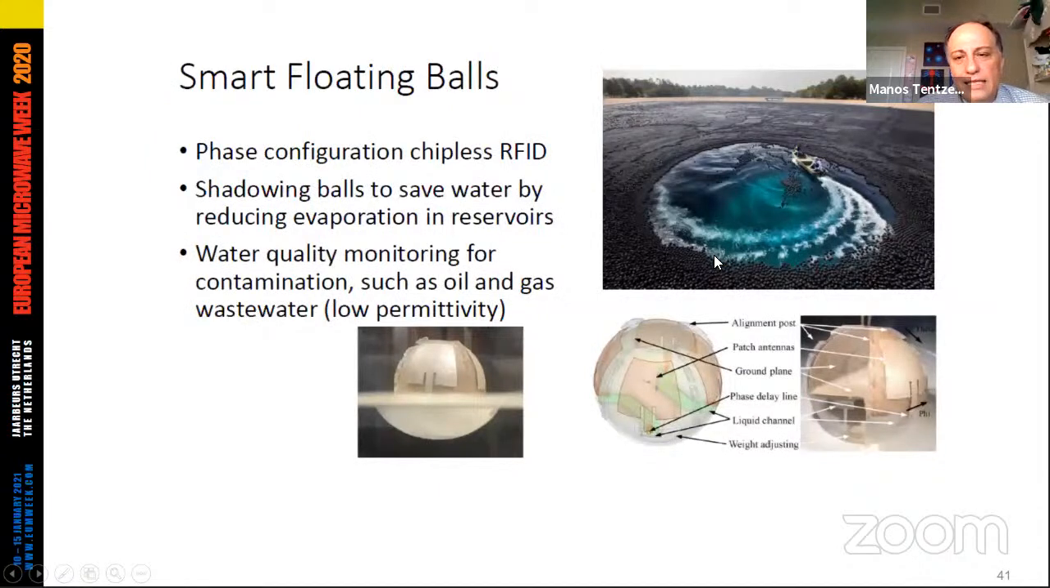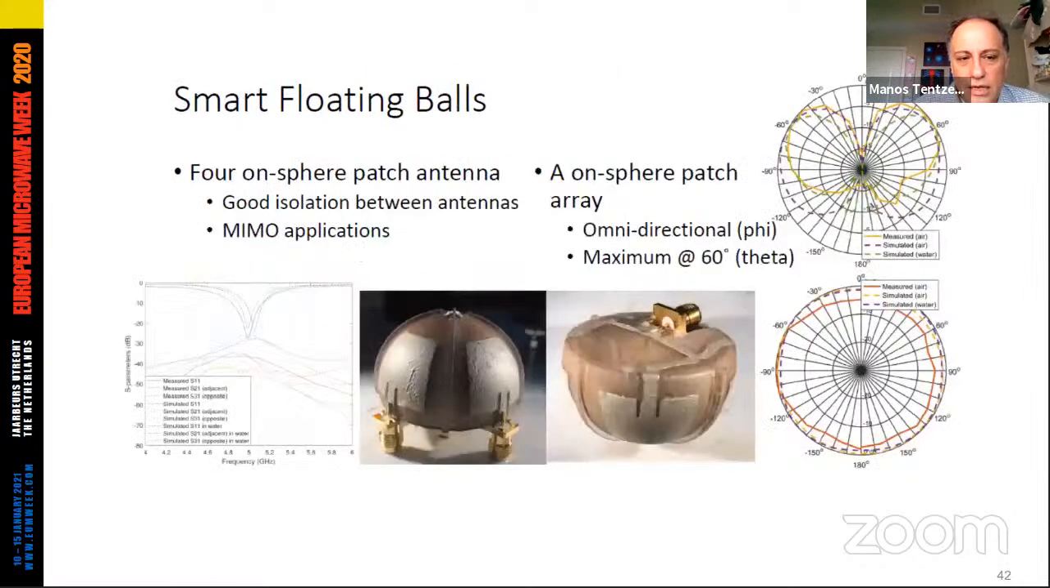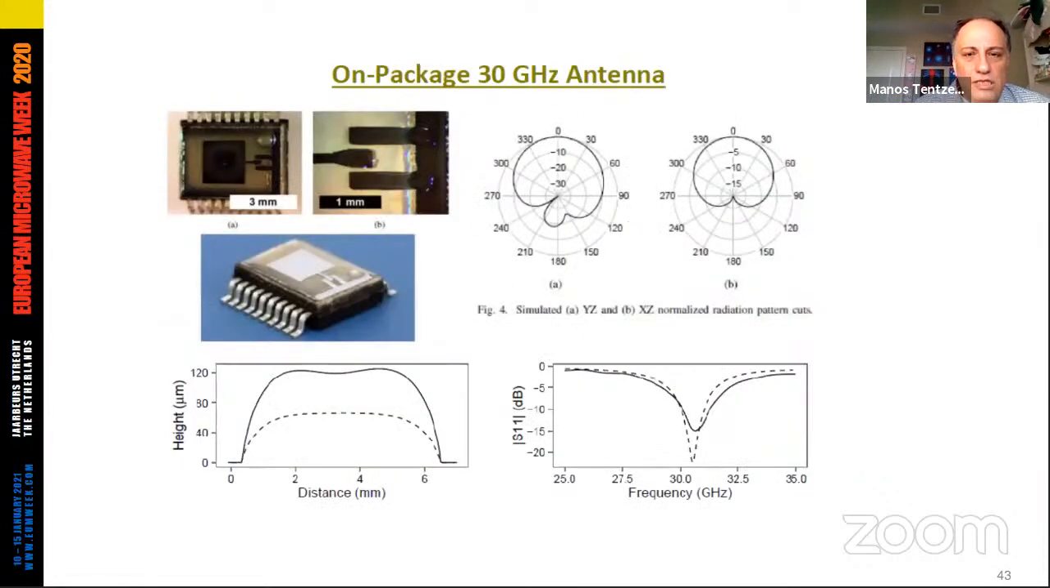That's another set of floating sensors we call to monitor water reservoirs as well as oil and gas contamination. Spherical, fully printable, a set of four patches, each one subtending 90 degrees, and connected to phase delay lines, with a liquid channel to do the sampling and weight adjusting. And here you see the properties for the communication, maximum 60 theta degrees. We discussed before the on-package 30 gigahertz antenna, fully printed on top of this and operating very effectively at 30 gigahertz without any detuning.